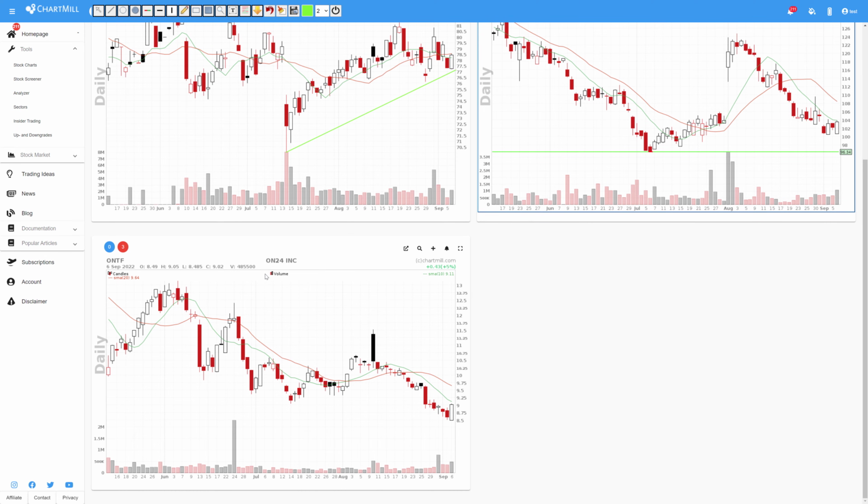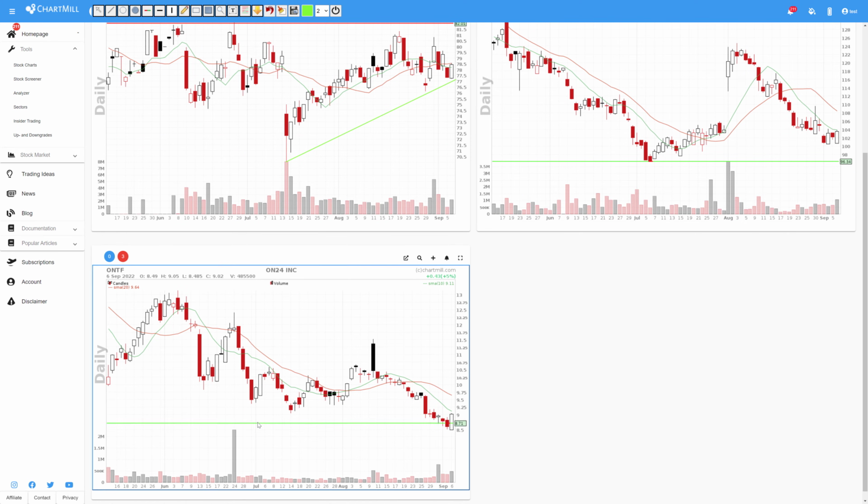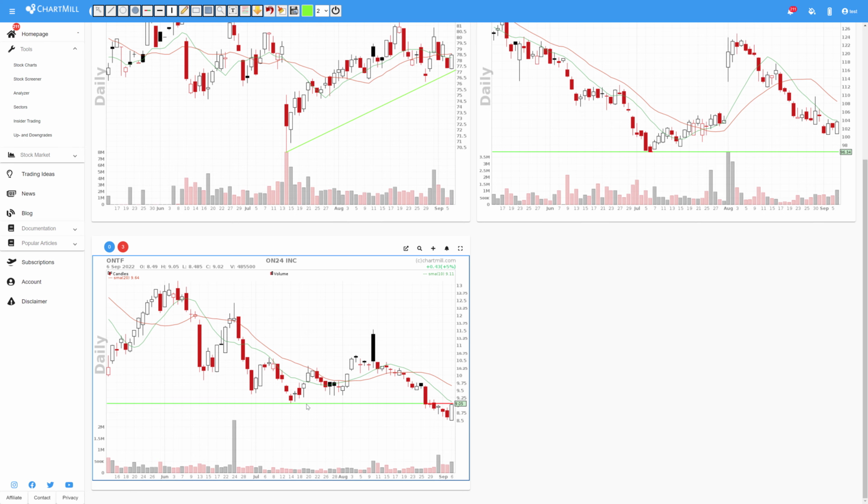And then for ON24, as already said, this is a difficult one because, as you can see, some days ago price did break a support level. So now it's kind of retesting that support, which is now resistance.